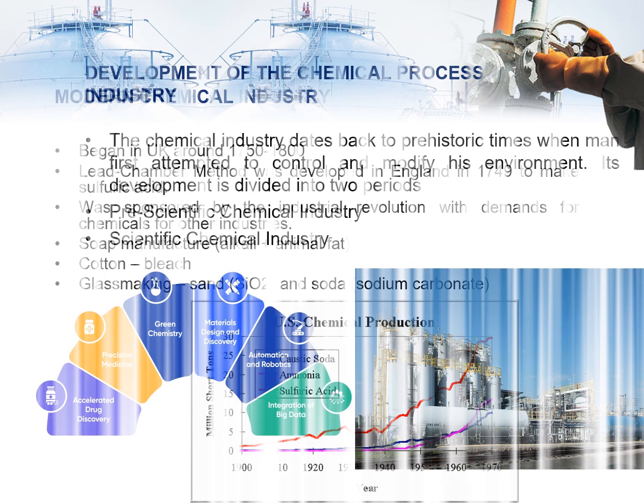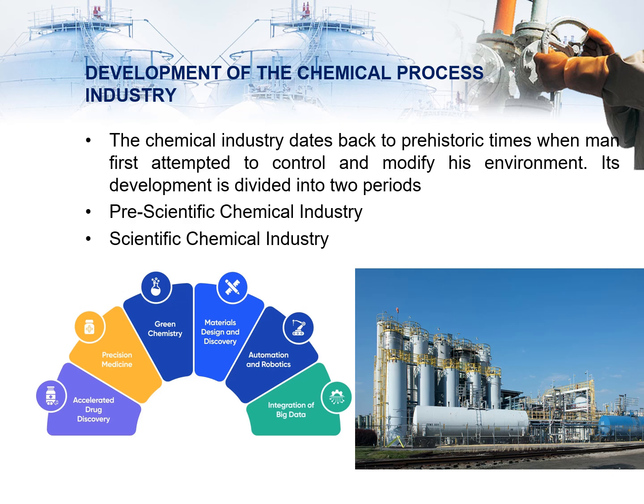Then we talk about the development of the chemical industry. The chemical industry dates back to prehistoric times, when first man attempted to control and modify his environment. When we talk about the developments in the chemical industry, we talk about the pre-scientific chemical industry era and the scientific chemical industry era. The pre-scientific era dates back to the ancient Egyptians, when there were no machines for making chemicals. And then we talk about the scientific chemical industrial era.